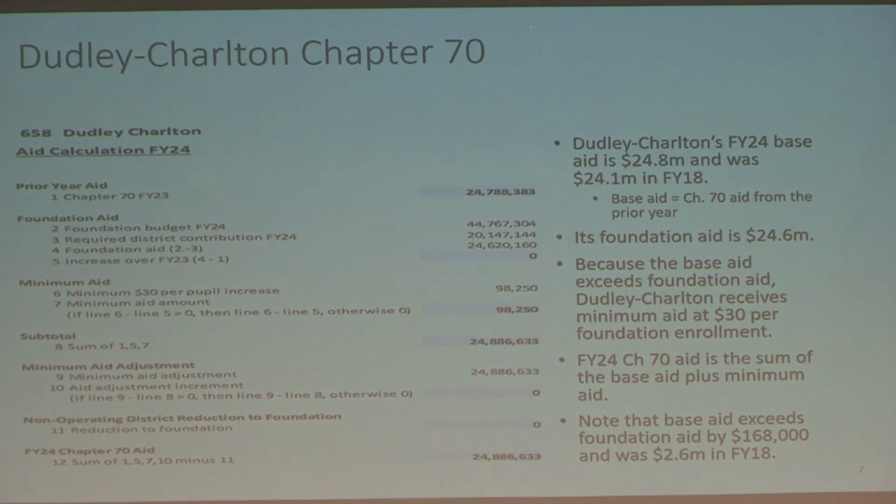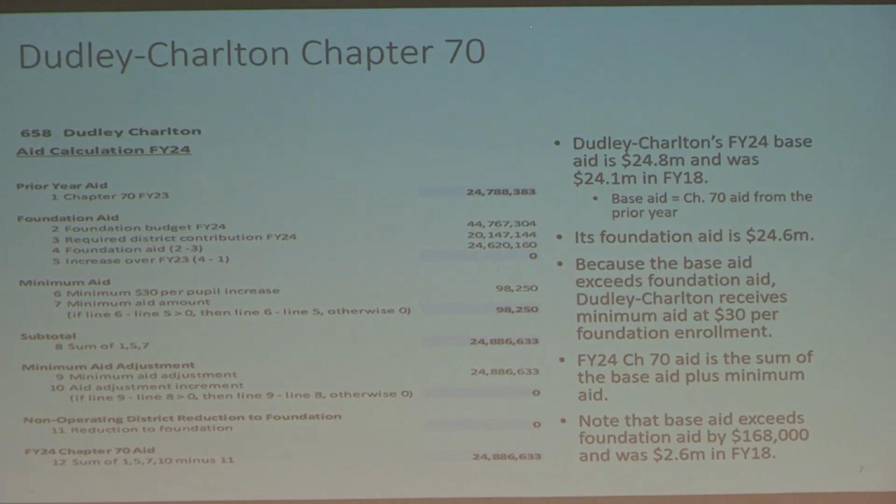Chapter 70. The formula-looking graphic on the left is, again, right out of the workbook that's provided by the state every year. These are FY24 numbers. I'm going to go through these bullet points on the right.